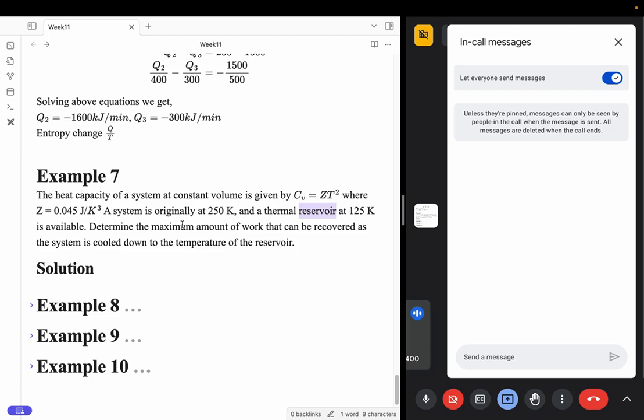Determine the maximum amount of work that can be recovered as the system is cooled down to the temperature of the reservoir. So basically, when you connect this 250 Kelvin to 125 Kelvin, this will gradually lose its heat. Eventually, the heat engine will stop working when 250 Kelvin drops to 125 Kelvin. So what is the total work that you obtain from the system? How do you calculate this?